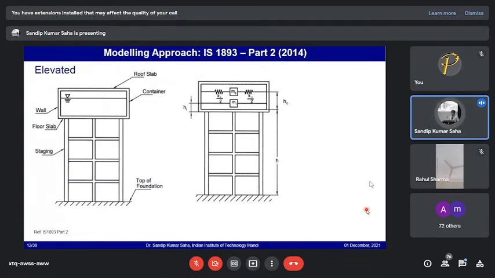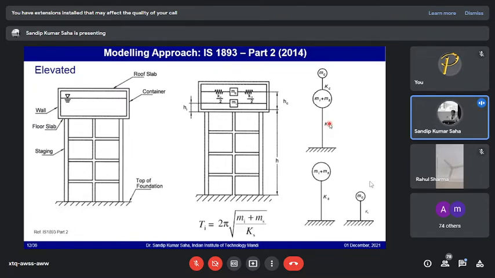When it comes to elevated liquid storage tanks, it is a similar modeling approach, but it has been idealized as two stages. One is Ms, Mi plus Ms. Ms corresponds to the mass of the staging, typically taken as 1/3 to half of the mass of the staging, which is lumped here, with the sloshing mass acting over this, and the staging stiffness applied here. So this code has recommended we can consider the entire setup as two uncoupled systems, one with the impulsive mass along with part of the staging mass. In fact, it is not the entire staging mass, which is attached to the base with Ks, the staging stiffness, and the Mc, which is attached with Kc.